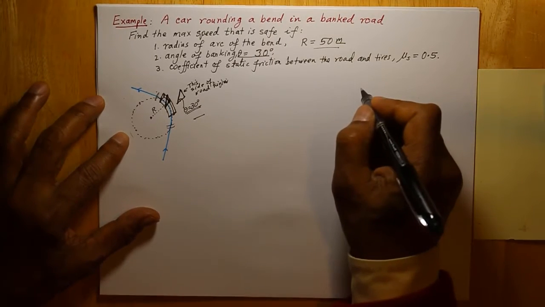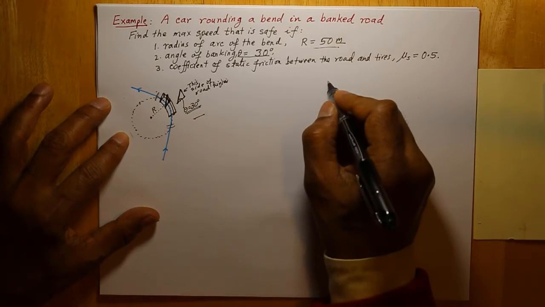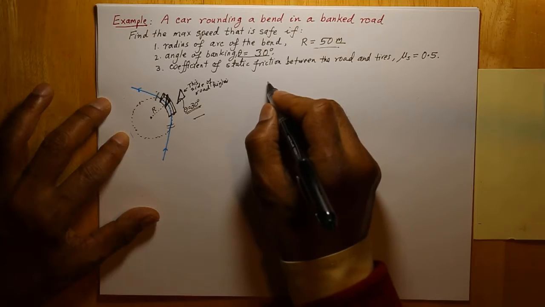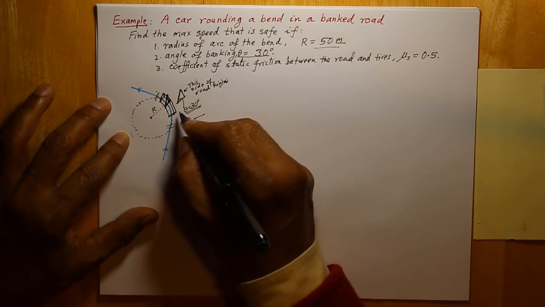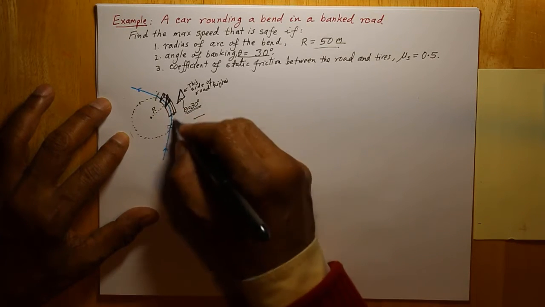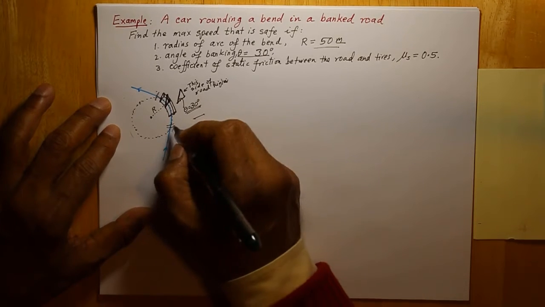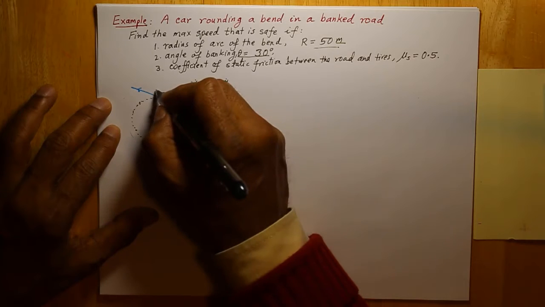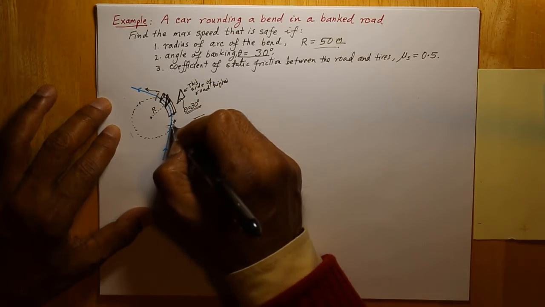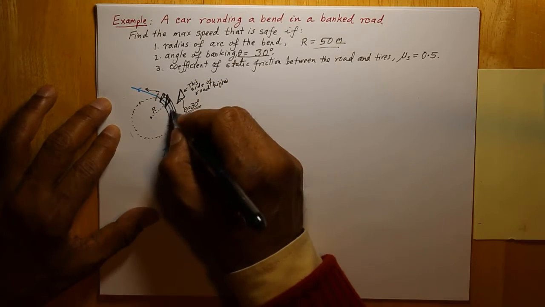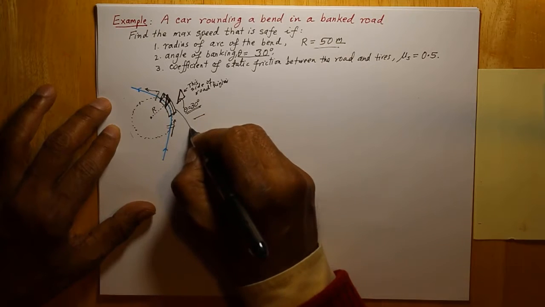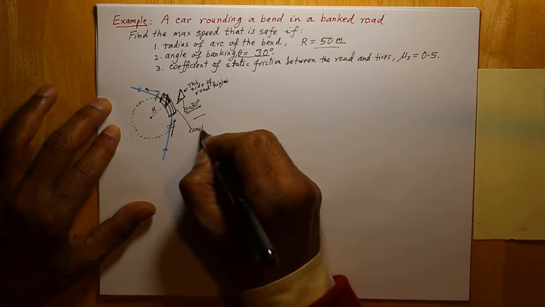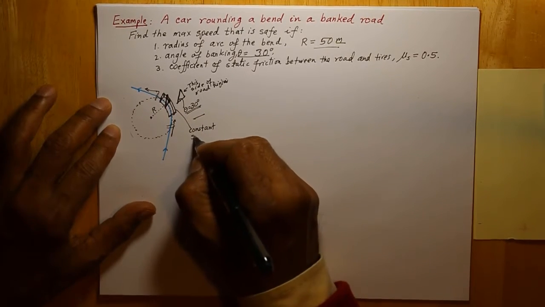We will assume that the speed is constant while going through the bend. Of course, when you go through a bend, you slow down here and then you speed up here, but we're going to say that you have a constant speed here.